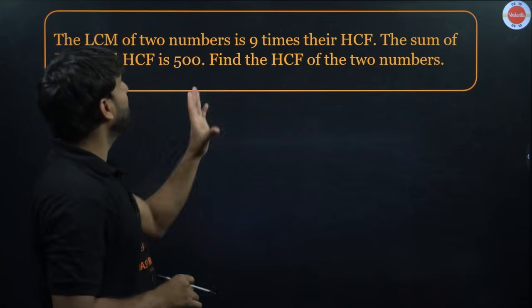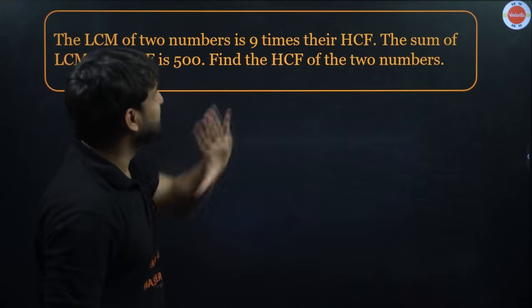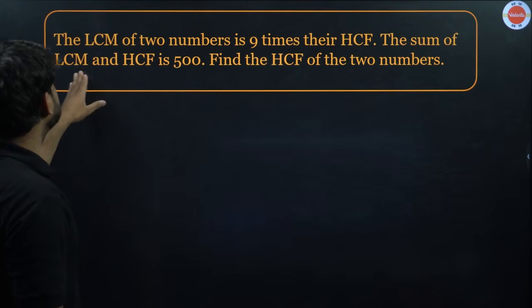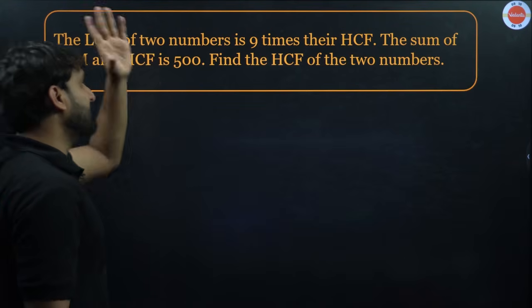The LCM of two numbers is 9 times their HCF. The sum of the LCM and HCF is 500. Find the HCF of the two numbers.